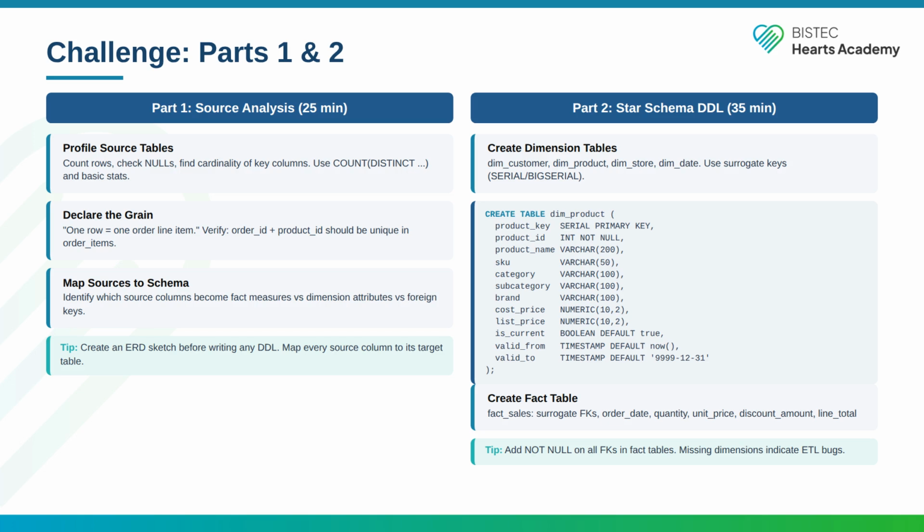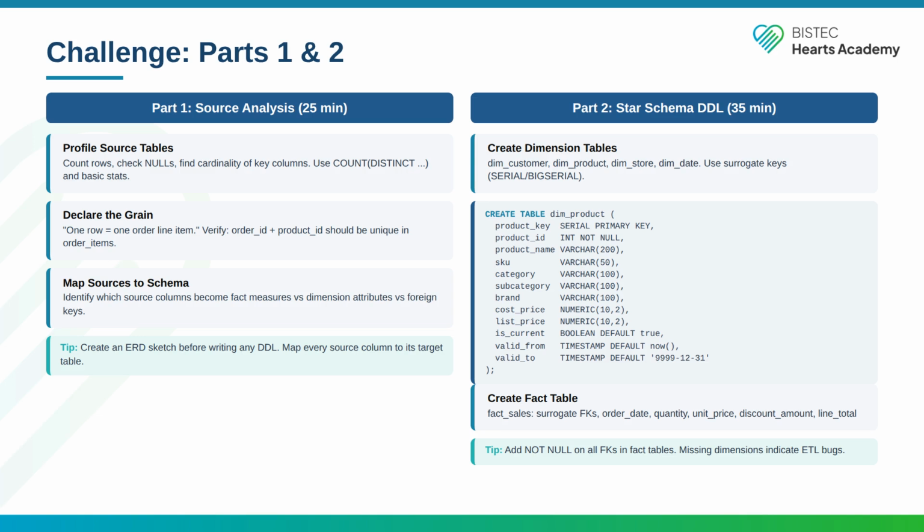Then declare your grain. For this model, the grain is 1 row per order line item. Verify this by checking that the combination of order id and product id is unique in the order items table. If it is not unique, you need to understand why before proceeding with your design.